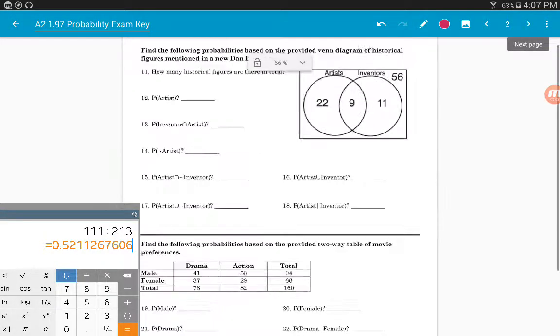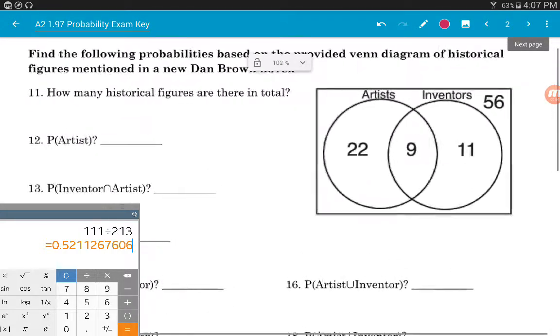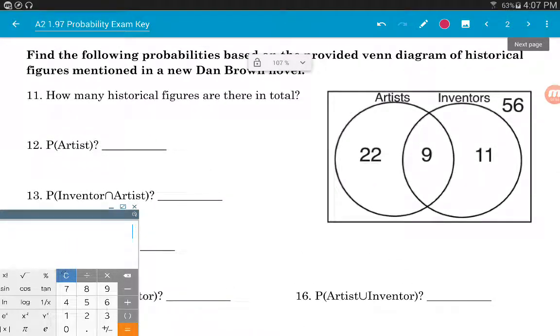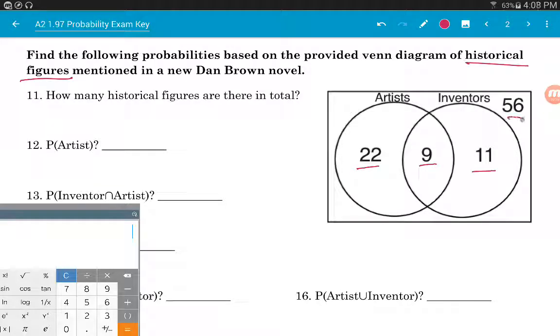Moving on. Provided Venn diagram. Find the following probabilities based on the provided Venn diagram of historical figures mentioned in a new Dan Brown novel. So this is all historical figures. So how many historical figures are there? There's 22 plus 9 plus 11 plus 56. If I add all those together, I get 98.